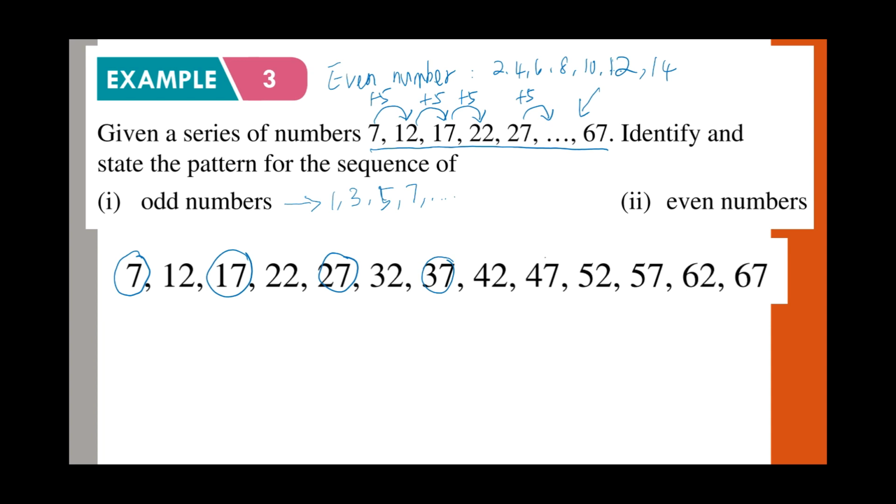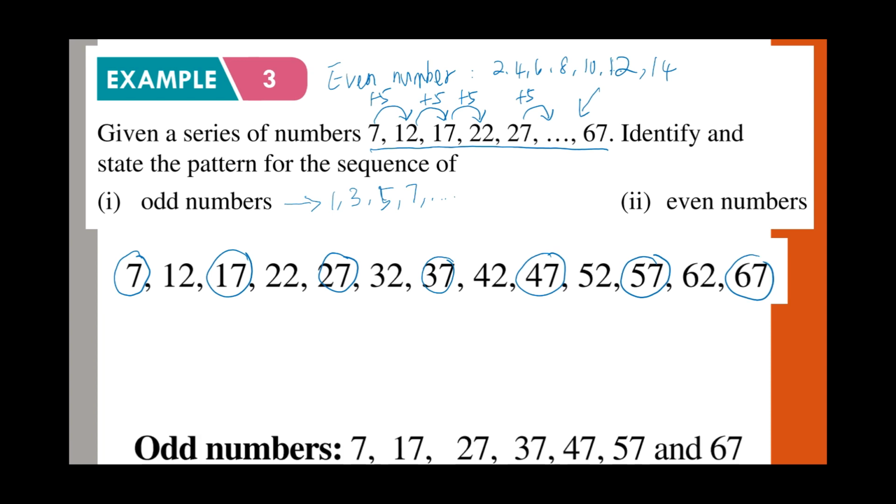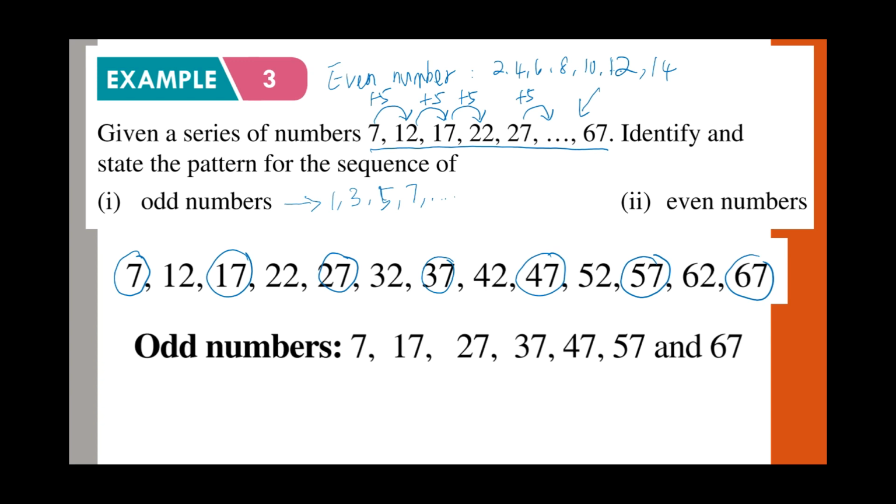And we just continue. You see all the 7s here are the odd numbers. So we will have a list like this: 7, 17, 27, 37, 47, 57, and 67. Okay, now we need to state the pattern. So we need to find out how the pattern looks like. So what is the difference between 7 and 17? 10, right? So we add 10 for each of the numbers over here. Then you get the answer for the next one. Okay, 37 plus 10, we get 47, and so on.